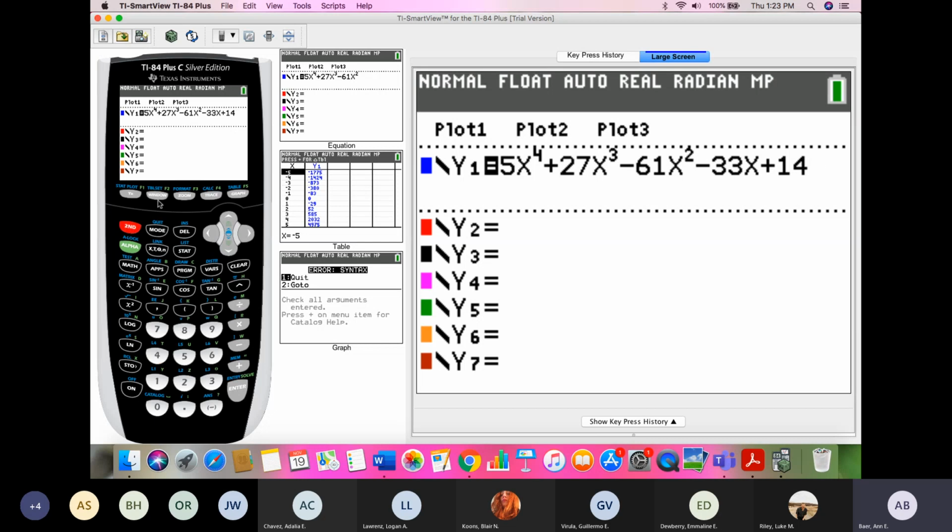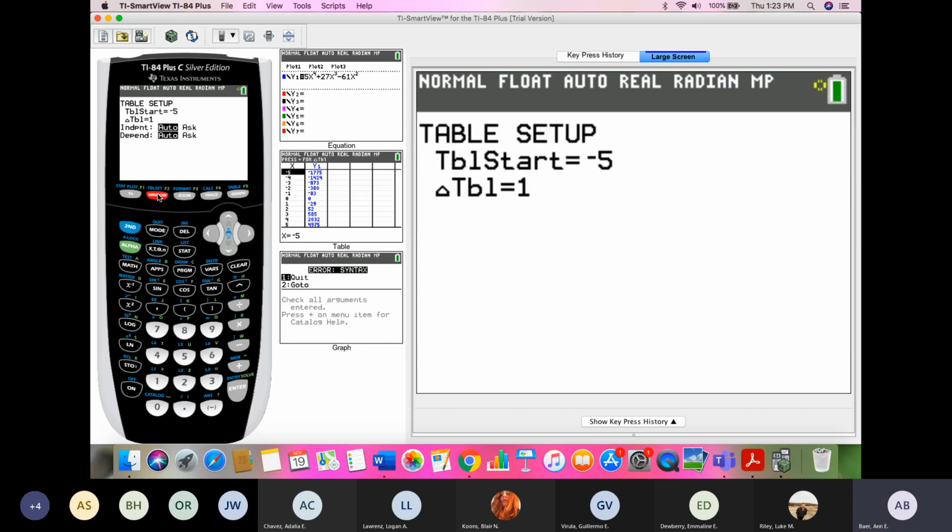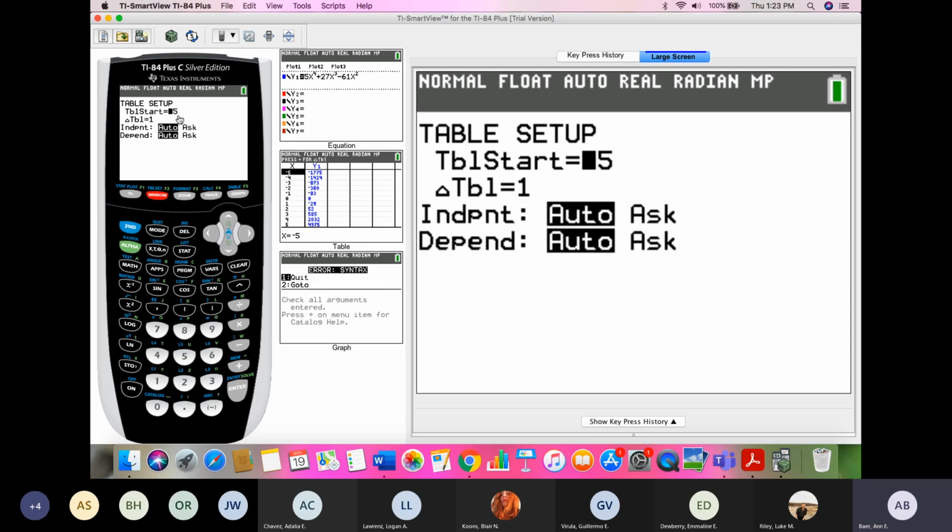Second window. I want this to start at 0. So I'm just going to type in a 0 on my calculator, which either way it shows in red down here. So let's go to the table. It's second graph.